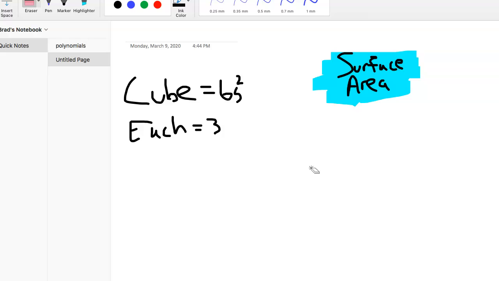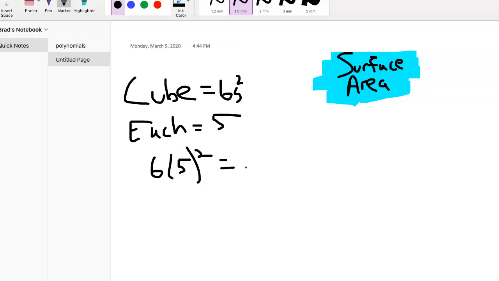Okay, and for this last one, we'll say same kind of problem. We'll say each side is 5 feet. Okay, so if we have that, then we know we got 6 times our 5 feet squared equals same exact type of thing. Remember our order of operations. We do 5 squared first, right? 5 squared is 5 times 5. So it'll give us 25 times a 6. And this will result in 25 times 6 is 150.